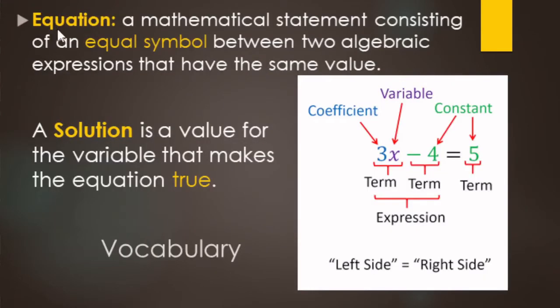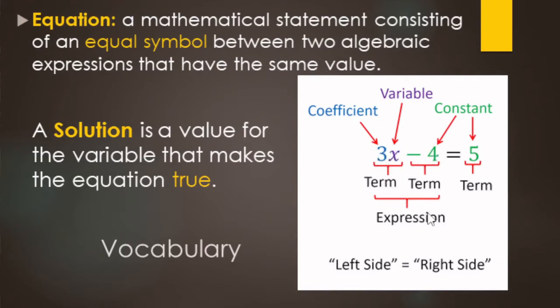So equations have an equal symbol and expressions on both sides. Here's an example: 3x minus 4 equals 5. The 3x, the negative 4, and the 5 are terms because they're being added or subtracted. The negative 4 and the 5 are both constant terms because their value doesn't change, it stays constant. x is a variable because it has a value we don't know yet, or its value varies. And 3 is called a coefficient because it's being multiplied to a variable.